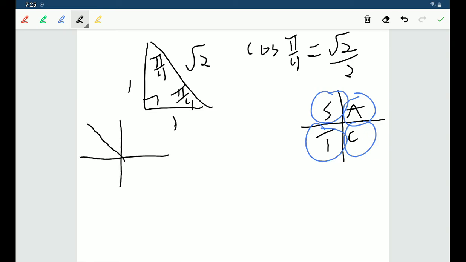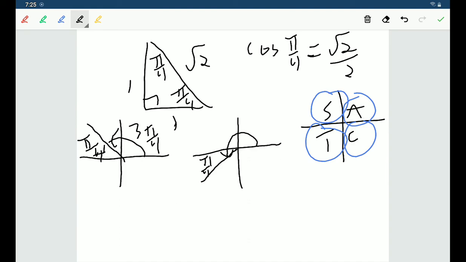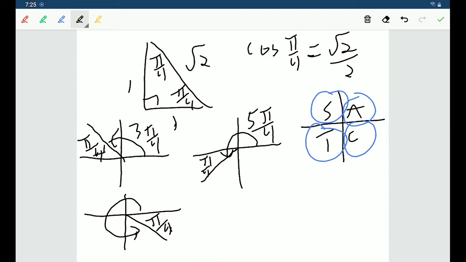If you are in quadrant 2 with a reference angle of pi over 4, then your angle would be 3 pi over 4. If you were in quadrant 3 with a reference angle of pi over 4, then the angle would be 5 pi over 4. And if you were in quadrant 4 with a reference angle of pi over 4, then the angle would be 7 pi over 4.